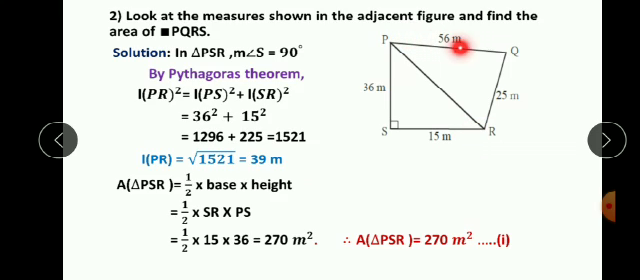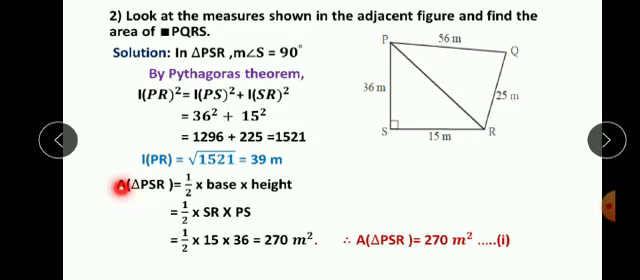Now here we know PQ, we know QR also, and just now we have found PR. So all the three sides are given. So to find the area of PQR, we can use this formula. But first of all we have to find the area of triangle PSR. Just now we have found length PR.